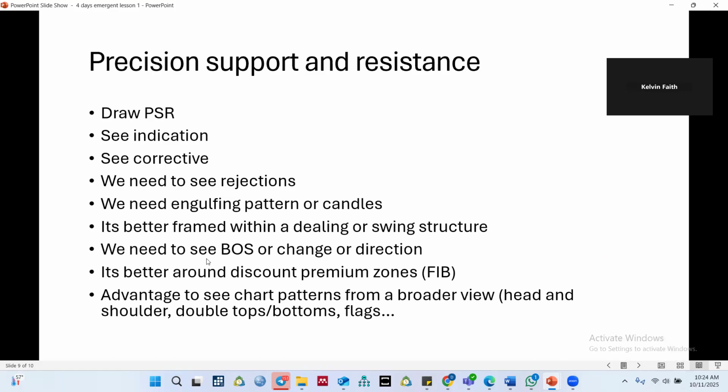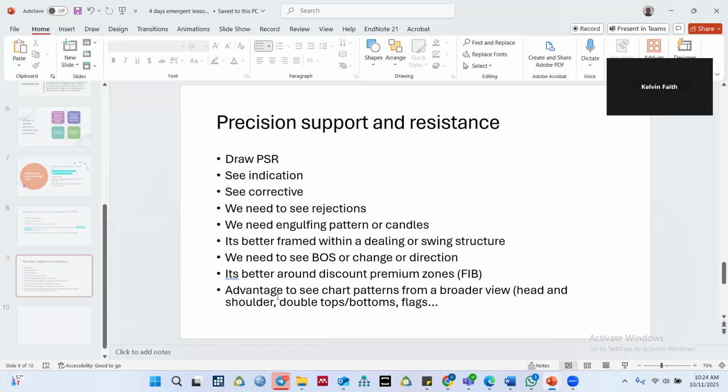Seven, you need to see break of structure or change of character around where the precision support resistance line is. It is better around a discount or a premium zone where you frame that setup. Also, it is advantageous to see chart patterns like head and shoulder pattern or double tops or probably a flag around where you are framing that setup.